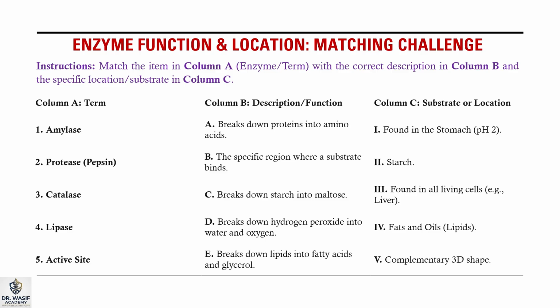To finish up our practice session today, we have a master matching challenge, where we have three columns. Column A lists our key biological terms, column B gives their description or function, and column C identifies their specific substrate or location. Your task is to match each term from column A with its correct partner in column B and column C. This is quite a puzzle. So definitely you will have to pause the video right here, take a piece of paper and map out your connections. Let's see if you can get all five perfectly aligned.